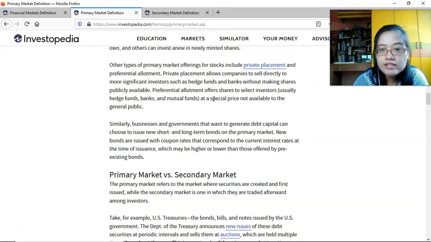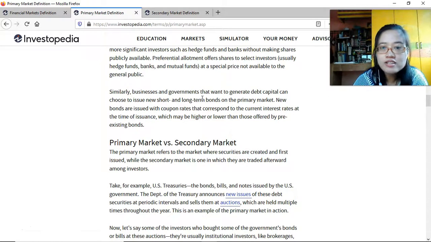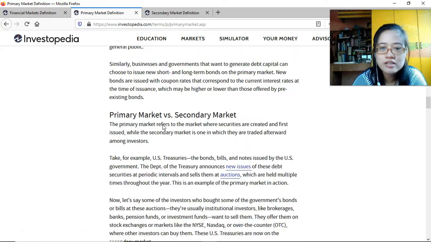At a special price not available to the general public. This is for preferential allotment. Offer shares to select investors at a special price. Similarly, businesses and governments that want to generate capital can choose to issue new short and long-term bonds on the primary market. New bonds are issued with coupon rates that correspond to the current interest rates at the time of issuance, which may be higher or lower than those offered by pre-existing bonds.